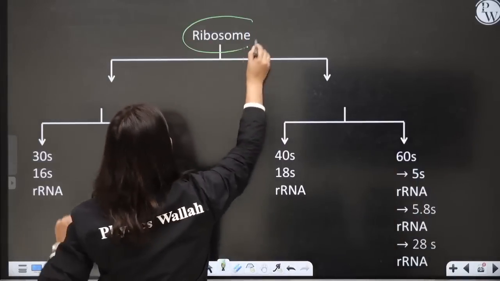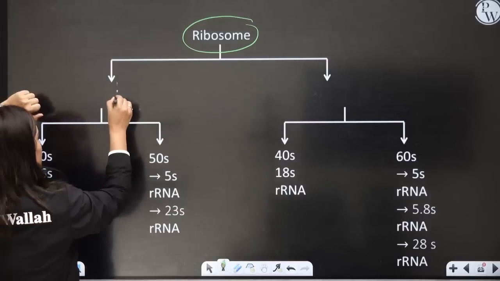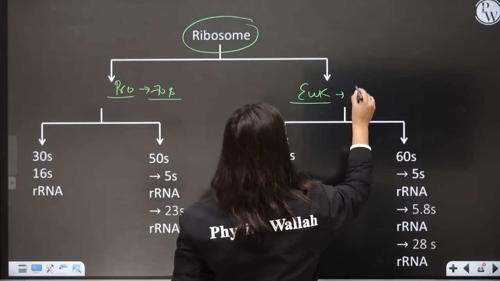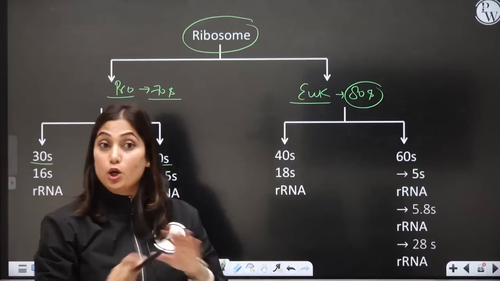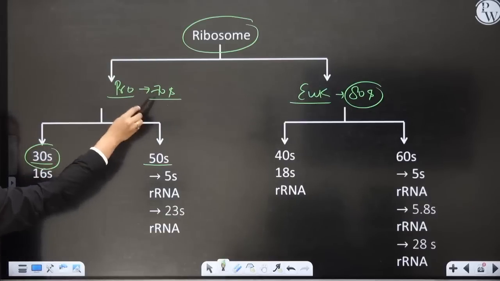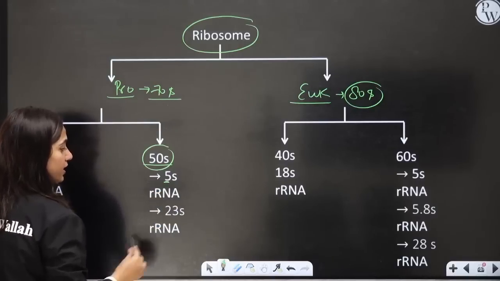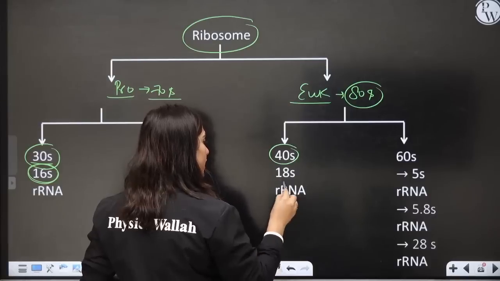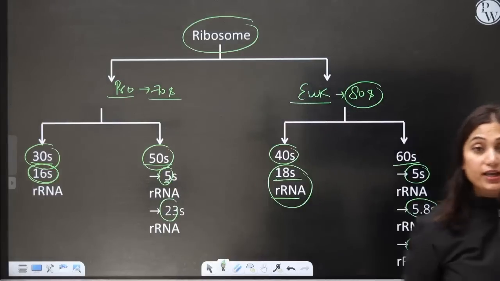Now, ribosome. Can you tell what is the size of ribosome in eukaryotes or prokaryotes? In prokaryotes, the size of ribosome is 70S, while in case of eukaryotes, it is 80S. 70S can be broken down to 30S and 50S. 50 plus 30 comes out to be 80, but no, it is 70. And 60 plus 40 is 80. The 30S subunit is the smaller subunit of the 70S ribosome, and it is constituted of 16S rRNA. The 50S subunit is composed of 5S rRNA and 23S rRNA. Then, in case of eukaryotes, the 40S subunit is constituted of 18S rRNA, and the 60S subunit is constituted of 5S, 5.8S, and 28S rRNA.